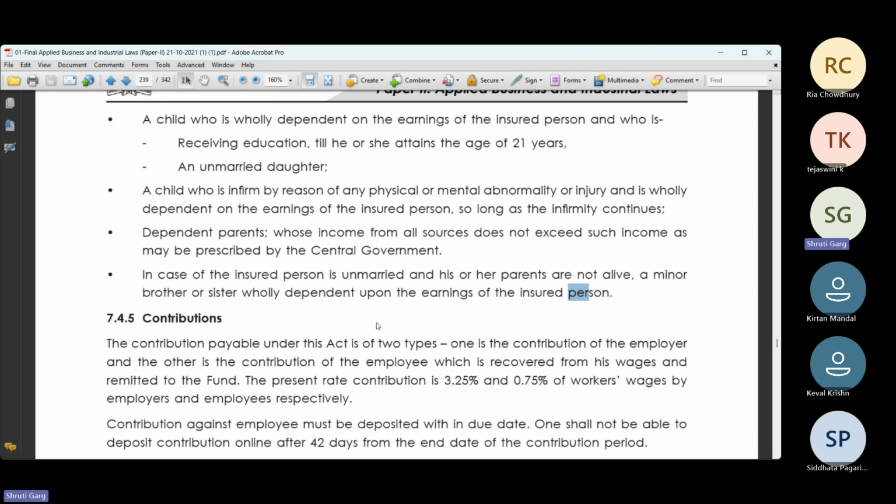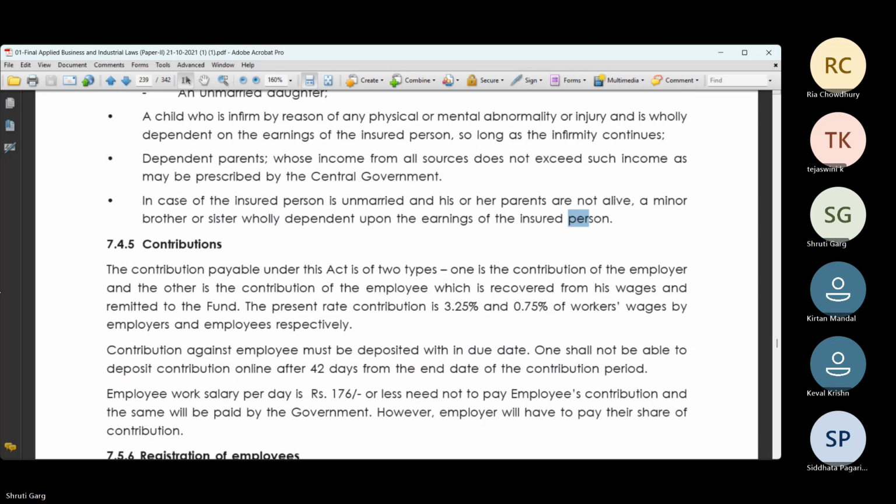Clear, family members? Now the contribution. In what ratio will the contribution be made?